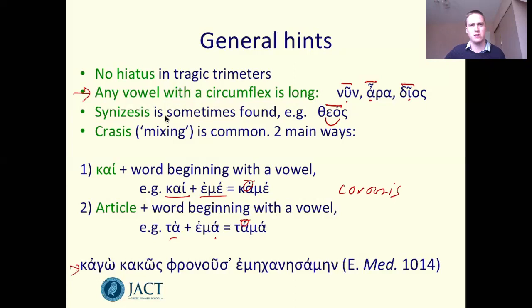This example at the bottom gives you an instance of crasis. Pause the video for a second and have a go. So the first element is in theory anceps, but we know here it has to be long because we've got a coronis, we've got crasis, and then the rest of it. Well, first of all, I should have counted the syllables to see if we've got any resolution. Kago, kakos, phonous, eme, kanes, amen. We've got 12 syllables, therefore we don't have any resolution. So that's the second foot, third foot, fourth foot, fifth foot, sixth foot.